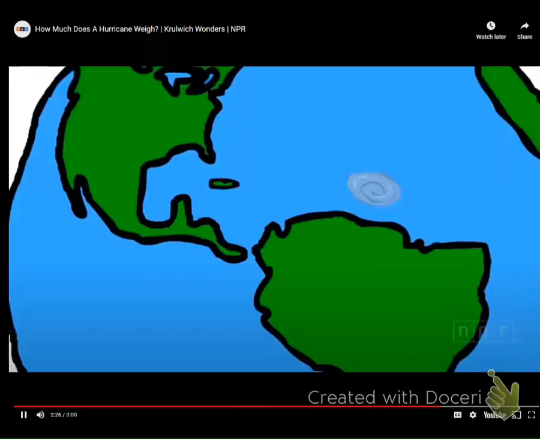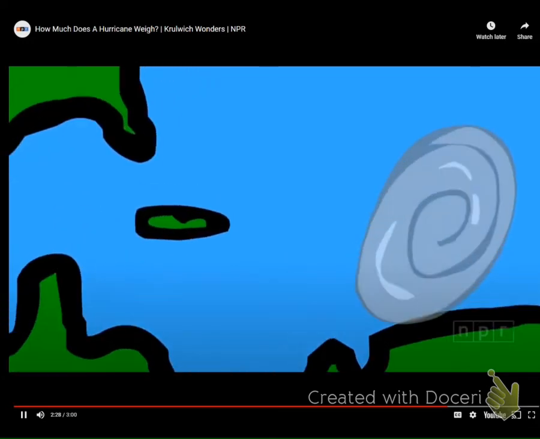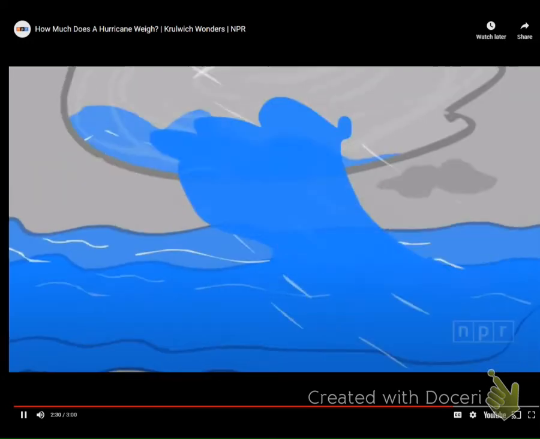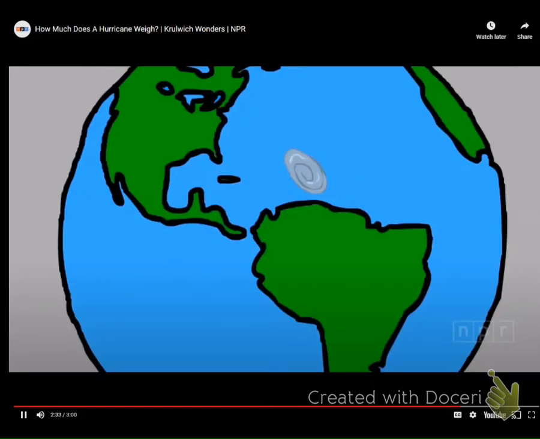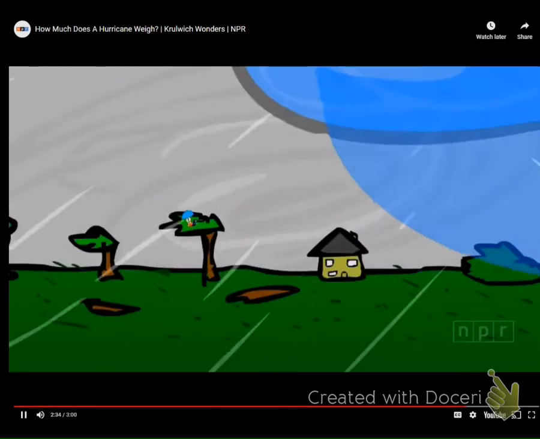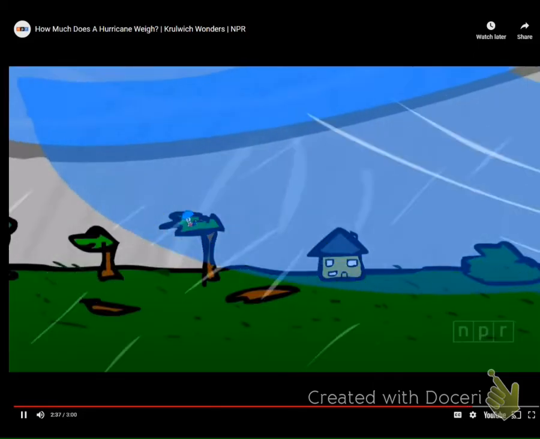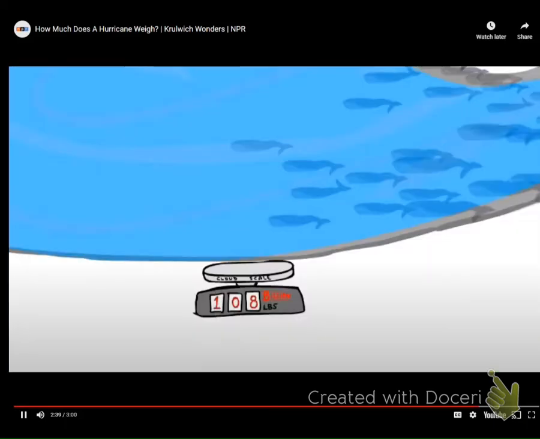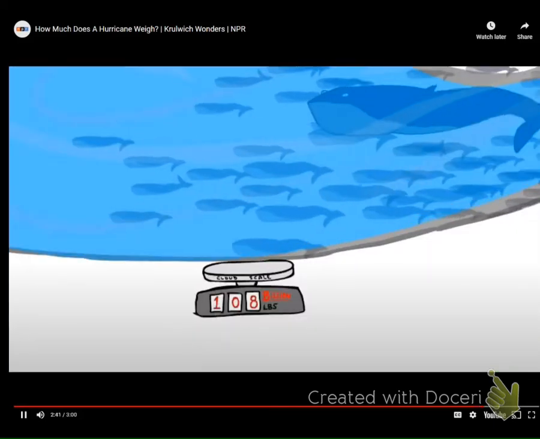Hurricanes, you should know, are immense water-moving machines. They take water from one part of the planet and they drop it on another part of the planet, and the volume, the weight of all that water is enormous.